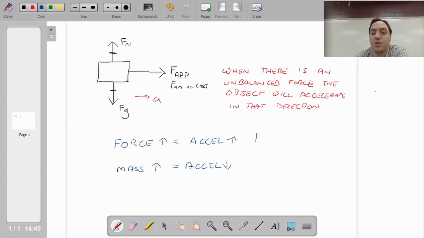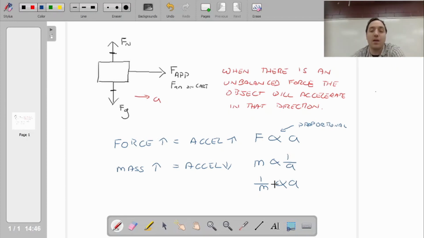That means force is proportional to acceleration. This is the symbol for proportional. And since as mass goes up, acceleration goes down, this could be mass is proportional to 1 over acceleration. Or how we will typically say this is 1 over mass is proportional to acceleration, just flipping those over. As one goes up, the other goes down. This inverse relationship is typically how that's done.